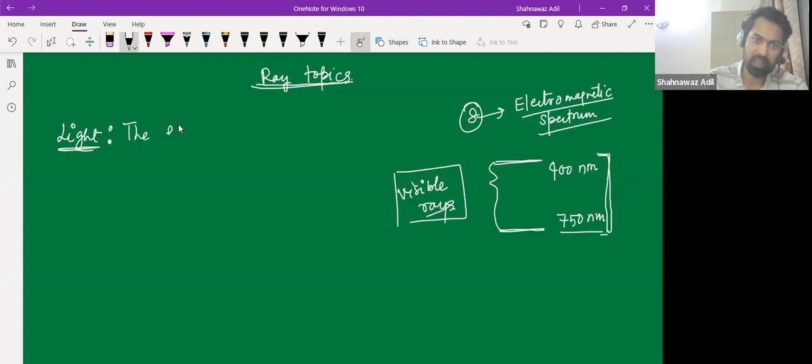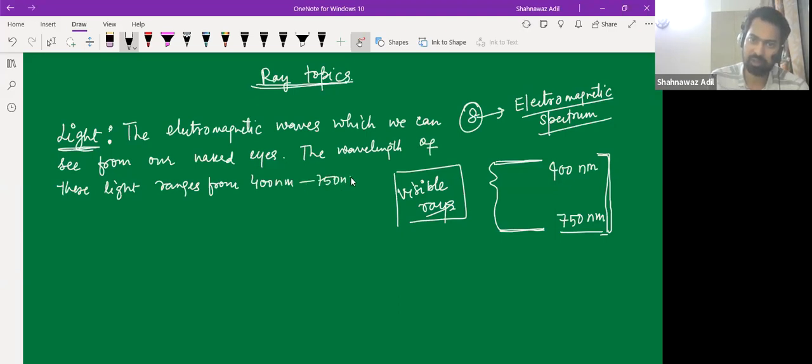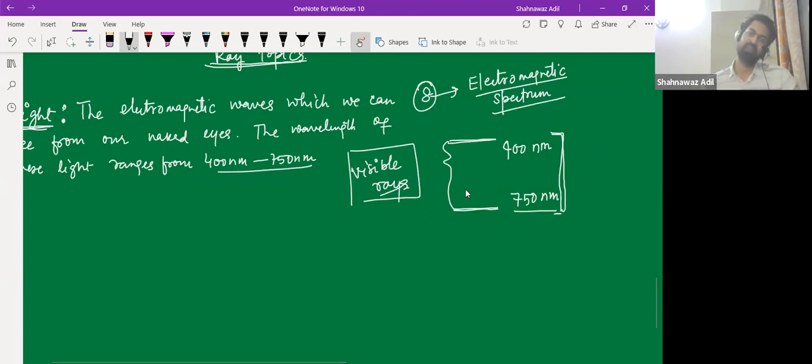The electromagnetic waves which we can see with our naked eyes, and the wavelength of light ranges from 400 nanometer to 750 nanometer, right? As you have learned about VIBGYOR, what would be violet and what would be red? Which color of light will have higher wavelength and which will have lower?